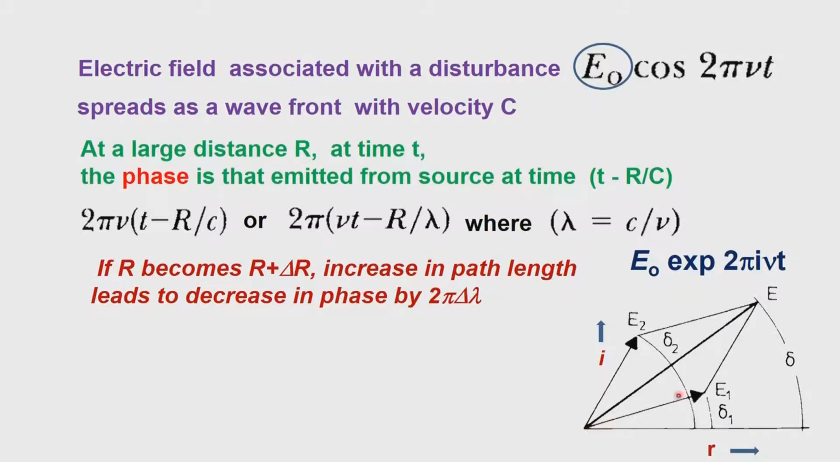Then we have an E1 which has a phase of delta 1, and then we have an E2 which has a phase of delta 2. Then what happens is that when these two combine due to interference, we will have the resultant, and the resultant is E, and the corresponding value associated with the phase is delta. So, we notice that as we go to higher and higher distances, so if r becomes r plus delta r, there is a decrease in the phase by 2 pi delta nu.